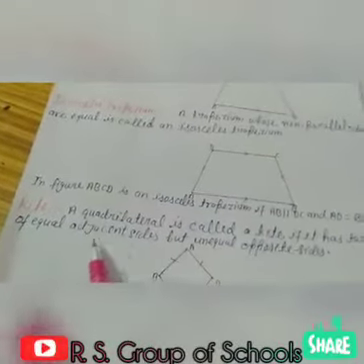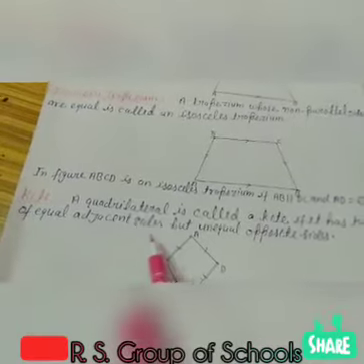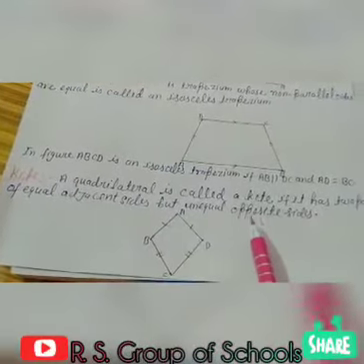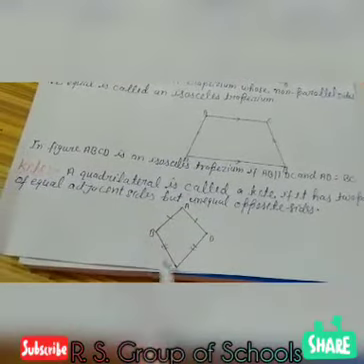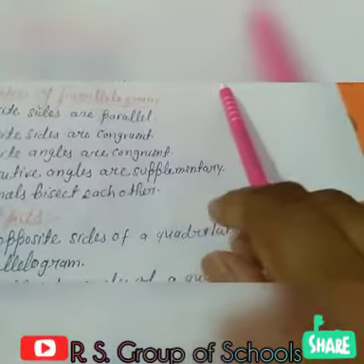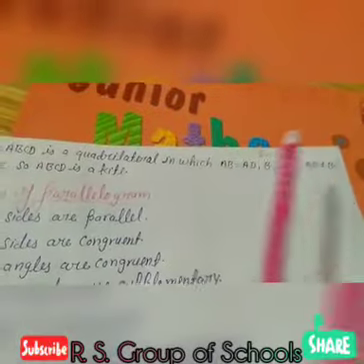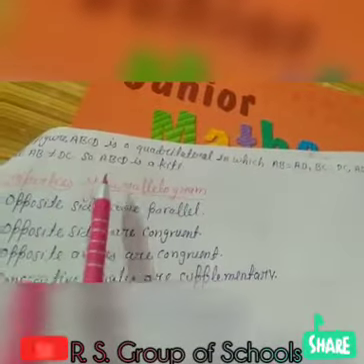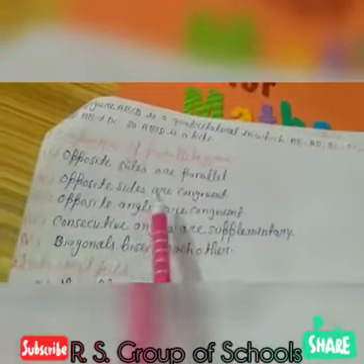Now we discuss the kite. A quadrilateral is called a kite if it has two pairs of equal adjacent sides but unequal opposite sides. AB equals AD and BC equals DC. In the figure, ABCD is a quadrilateral in which AB equals AD and BC equals CD, and AD does not equal BC and AB does not equal DC, so ABCD is a kite.